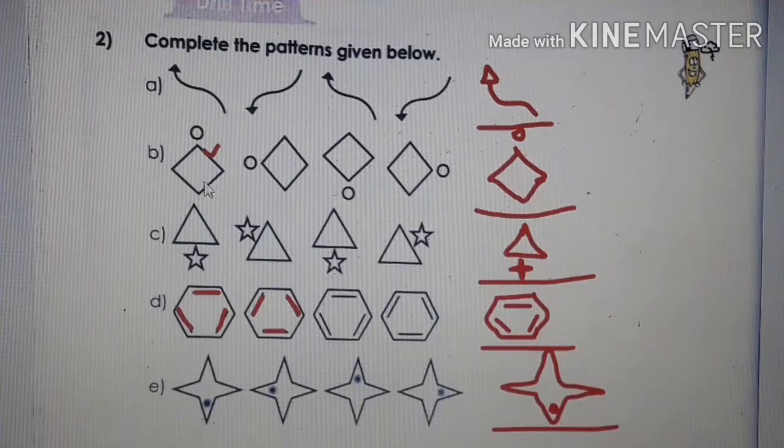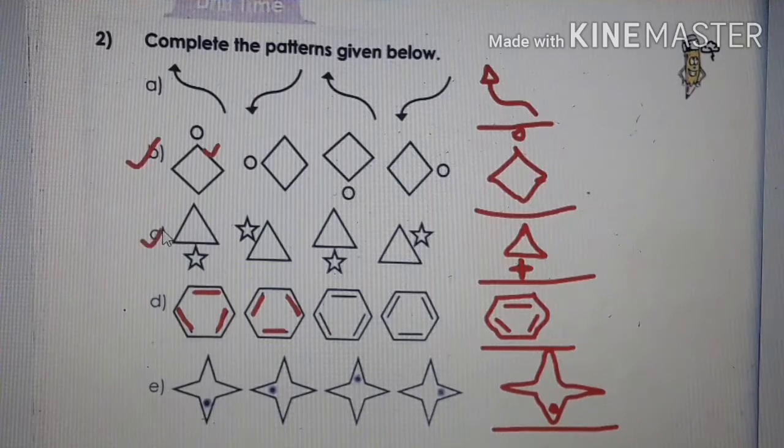Understood? Number B, you can see that here in every corner the shape is the same, right? But what is the difference, children? In every corner circles are given, right? So these small circles are given in every corner. So you are going to draw again the first shape, that is with the top circle. Understood?